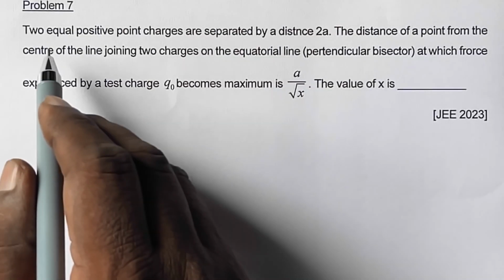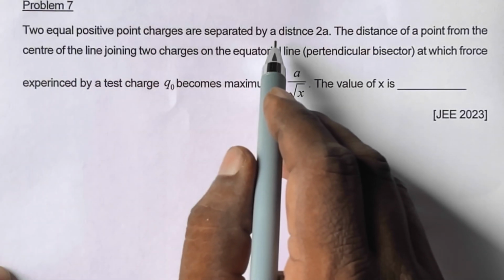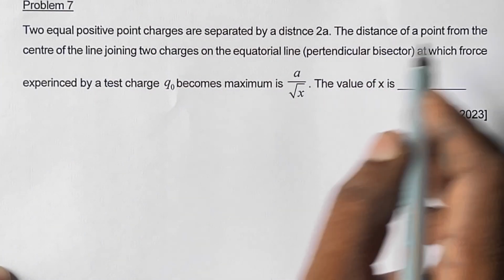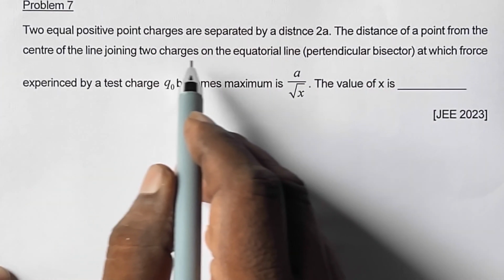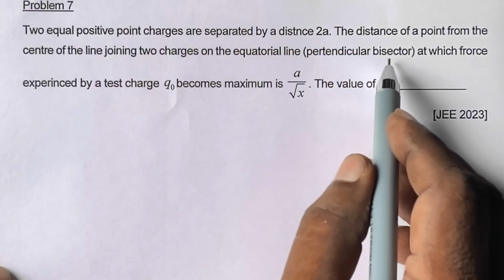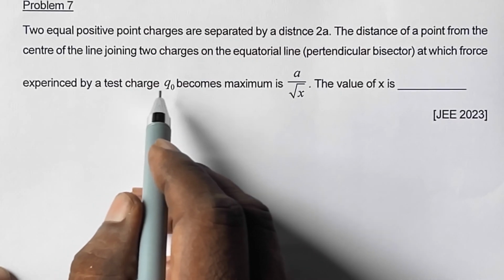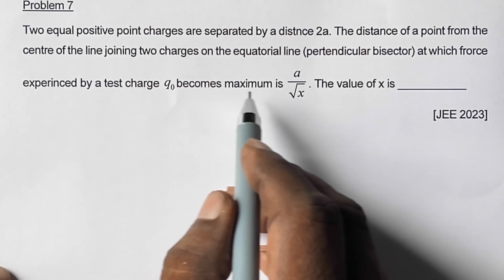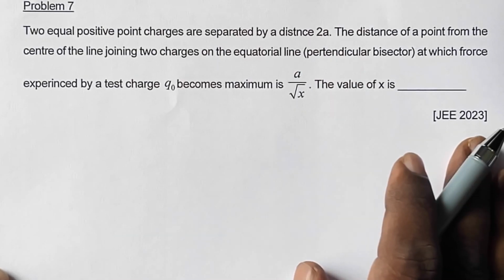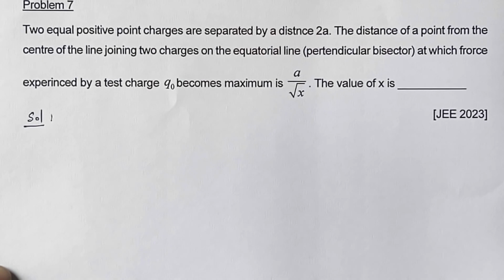In this problem, two equal positive point charges are separated by a distance 2a. The distance of the point from the center of the line joining the two charges, on the equatorial line, the perpendicular bisector, at which the force experienced by a test charge Q0 becomes maximum is a by root x. The value of x is. So it is very simple.